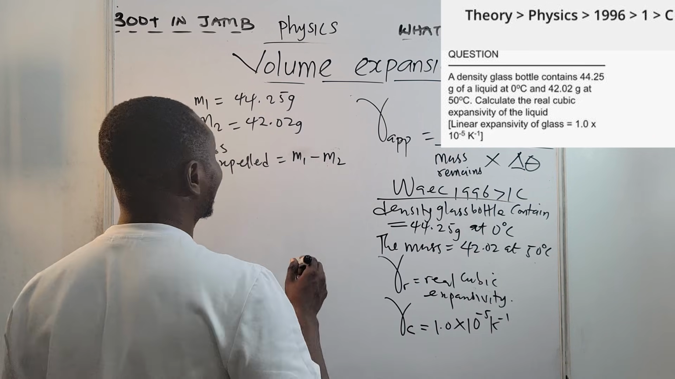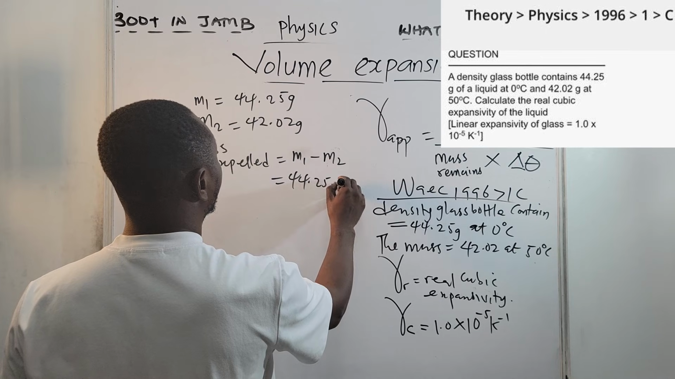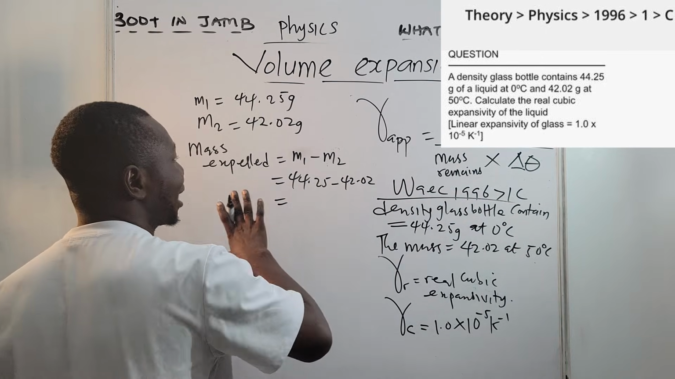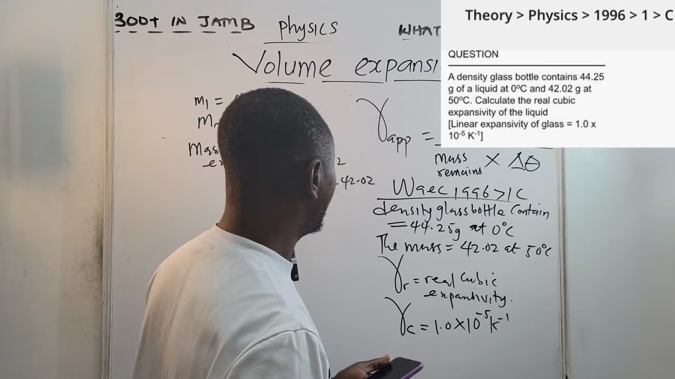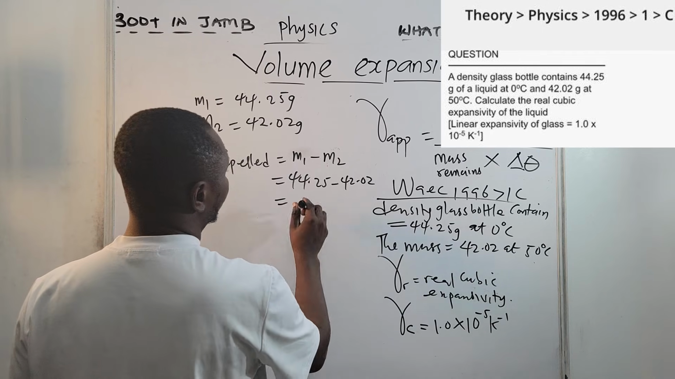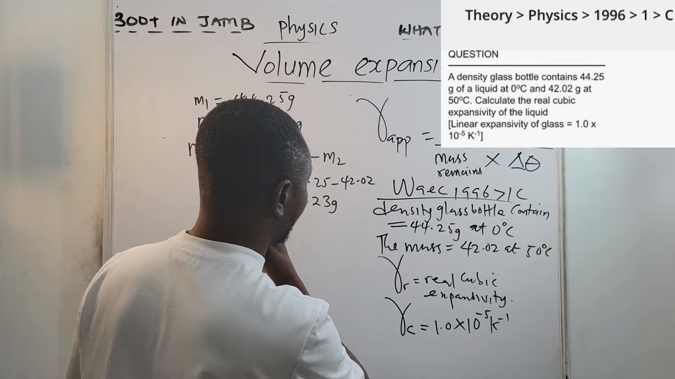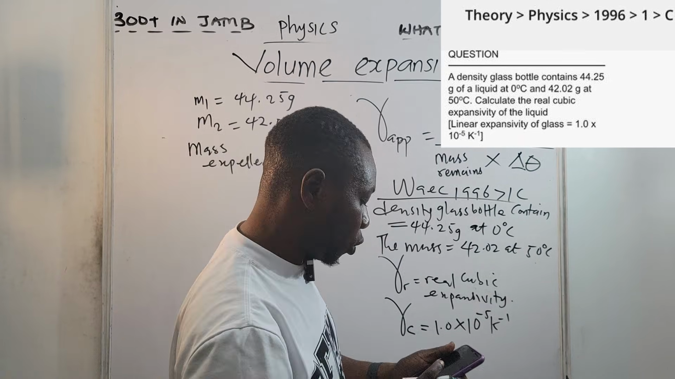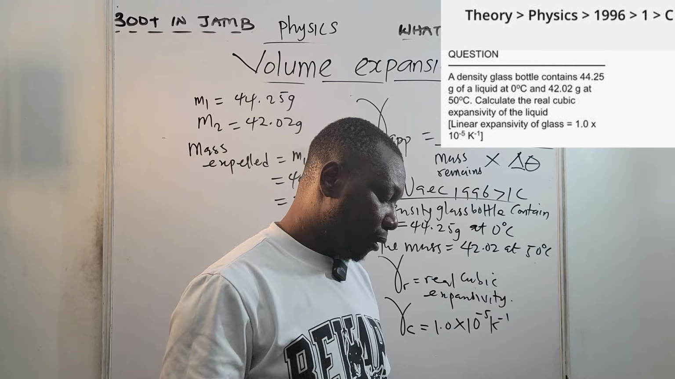So if we do that, we have 44.25 minus 42.02, so that we can get the mass that was expelled. That is about 2.23 grams. So this is the mass that was expelled.